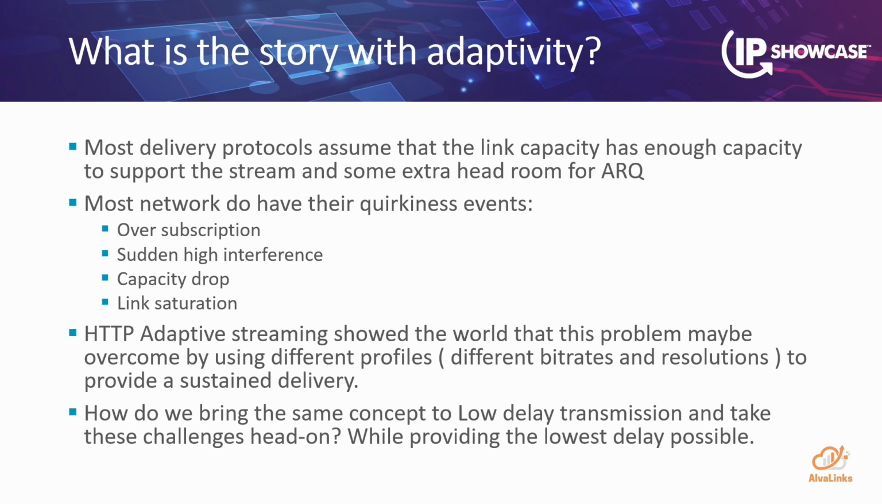HTTP adaptive streaming, also known as HLS or DASH, showed the world that you can overcome these problems by using different profiles that you can switch between. But then that adds extra latency, and it's not usable for low latency delivery. How do we bring the same concept to low delay transmission and take these challenges head on, still while deploying the lowest delay possible?